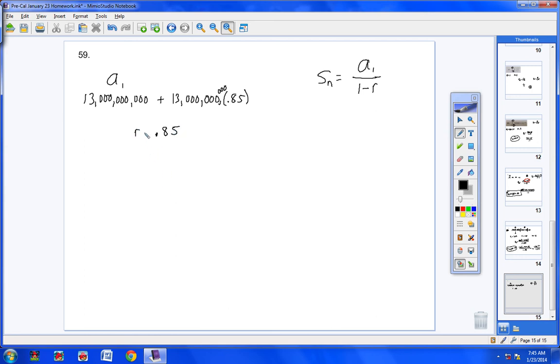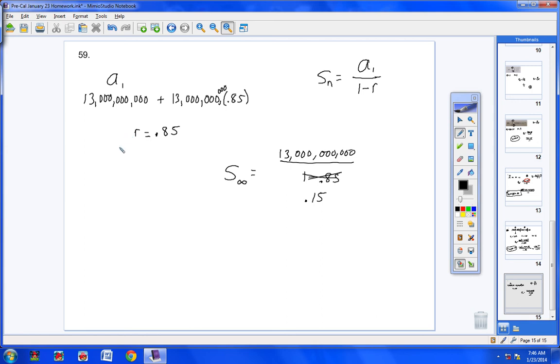Okay, so here we go. The sum of this infinite geometric series would be 13 billion over 1 minus 0.85, and of course 1 minus 0.85 is 0.15. So with your calculator, if you type in 13 billion, and divide it by 0.15, you will get a pretty big number.